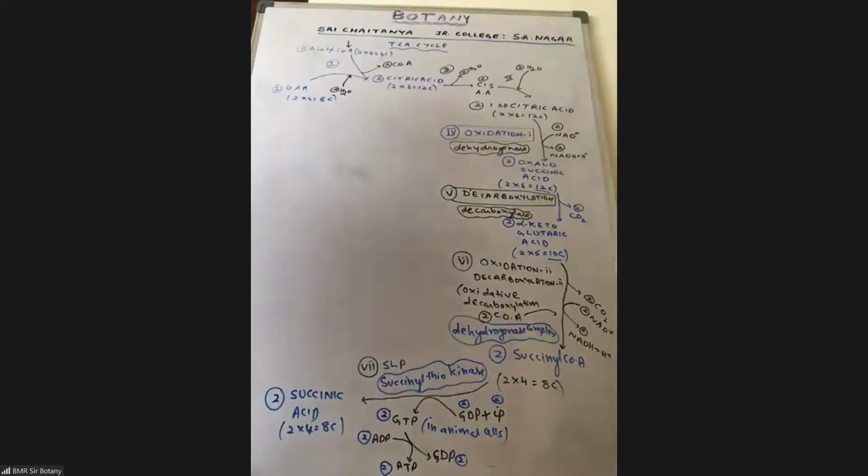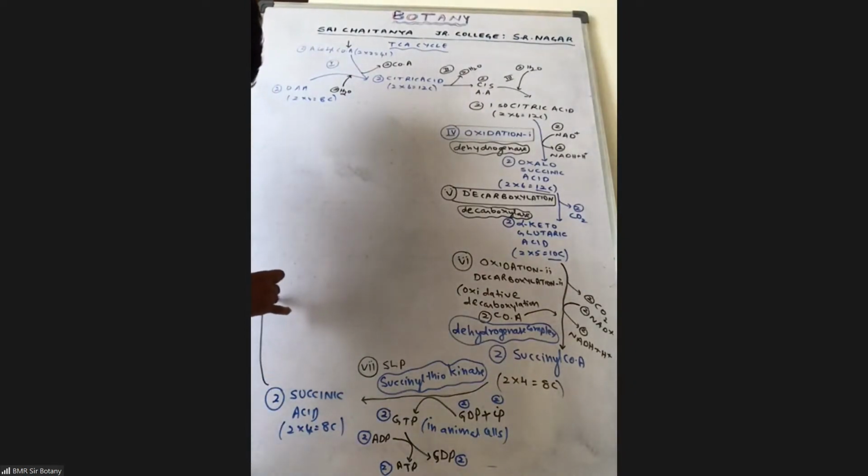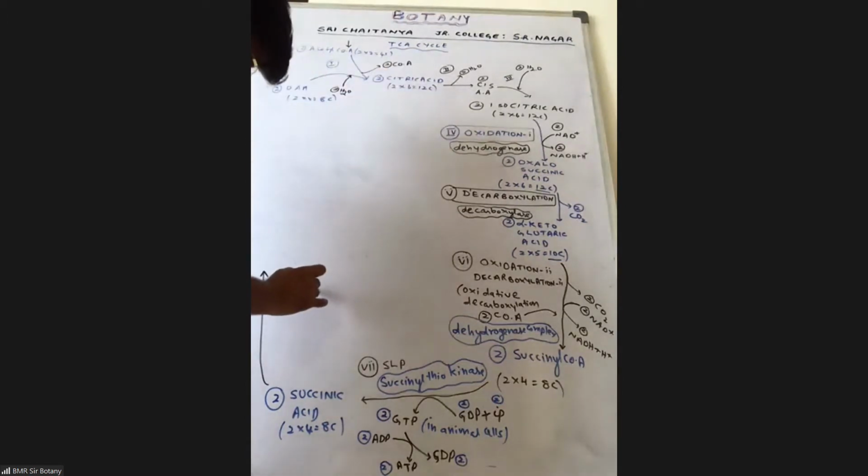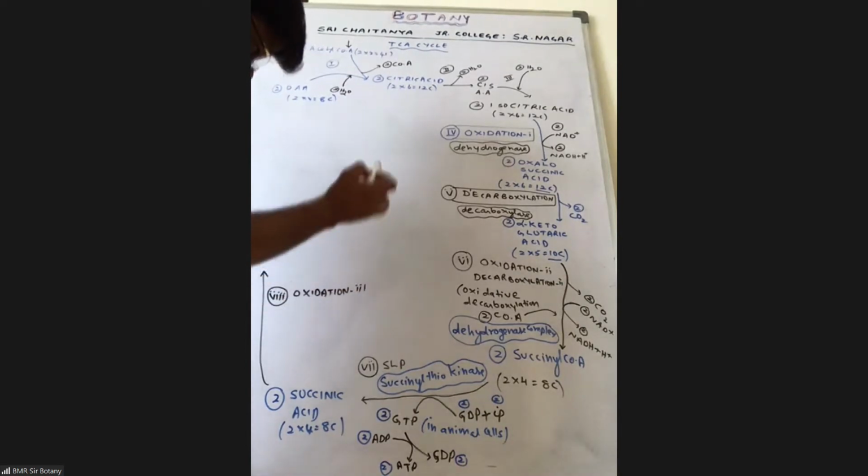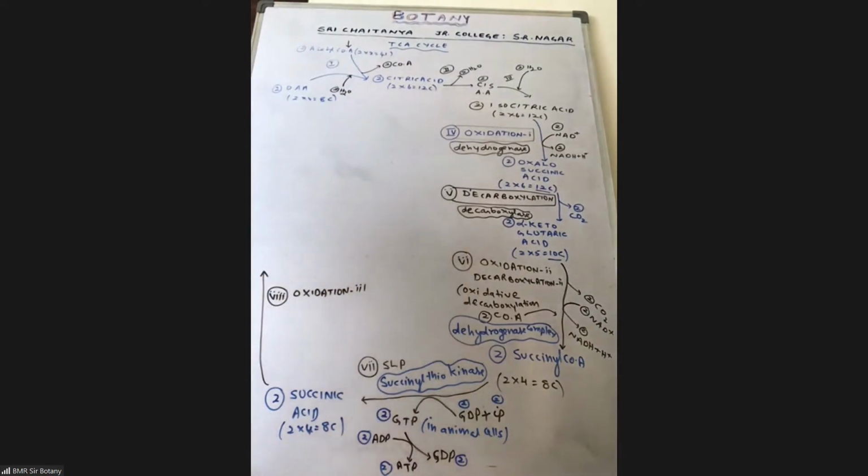Guess and tell me, 8th reaction, what is it supposed to be? Oxidation. Yes. Number? 3. In TCA cycle, this should be third oxidation. Reaction 4th, oxidation 1. Reaction 6th, oxidation 2. Reaction 8th, oxidation 3. Reaction 10th, oxidation 4.